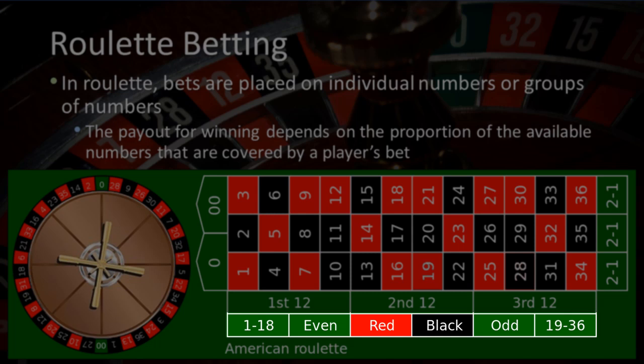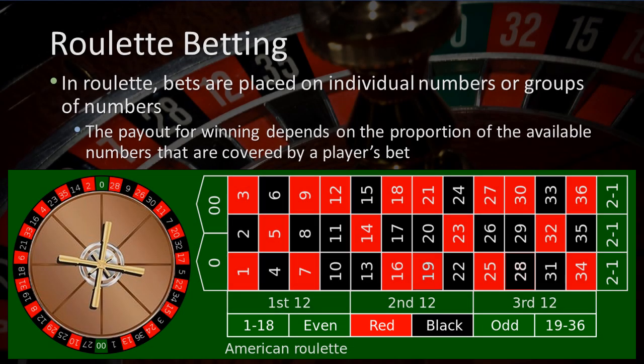Each even money bet covers 18 of the numbers on the table, and has a payout of 1 to 1. This means that a player who places a $10 bet on one of the even money options and wins will receive their original $10 bet back plus an additional $10 for a total of $20.